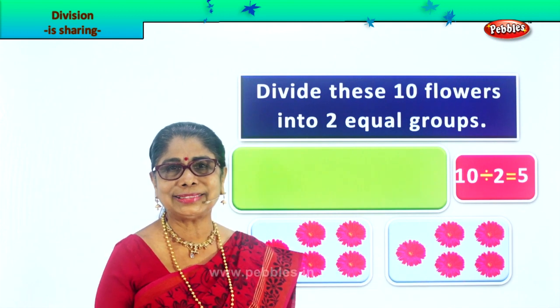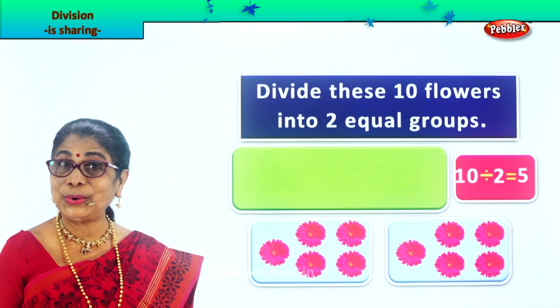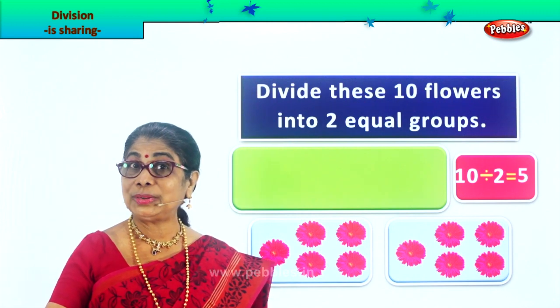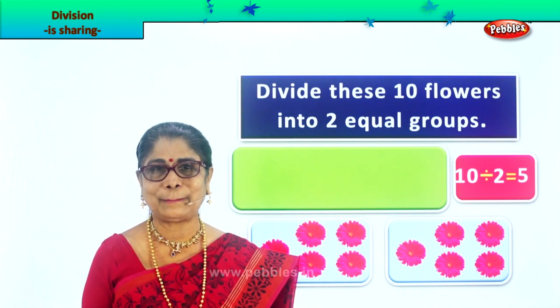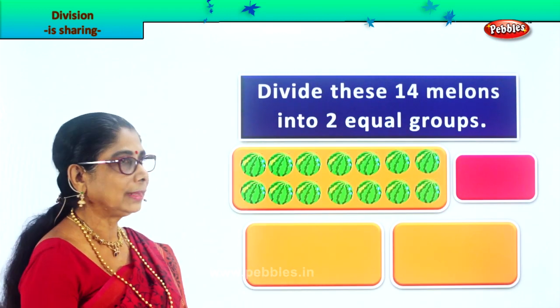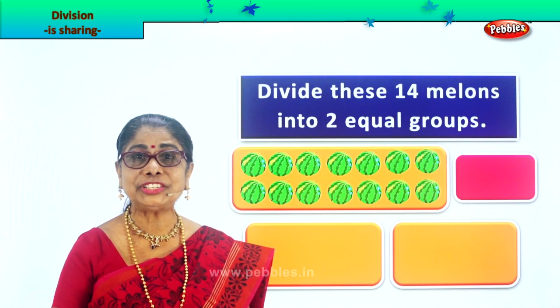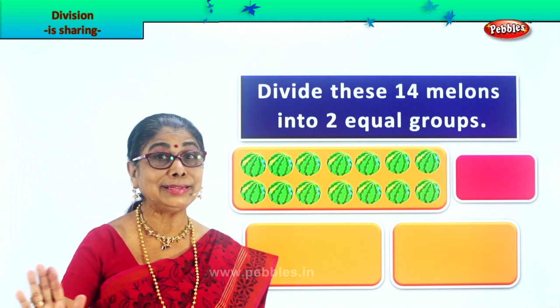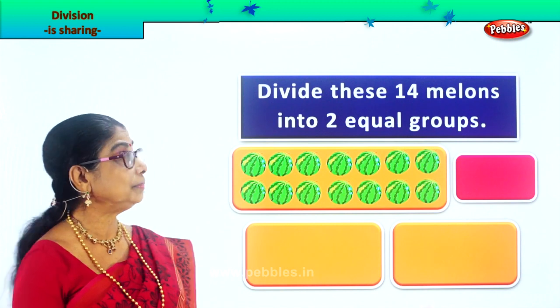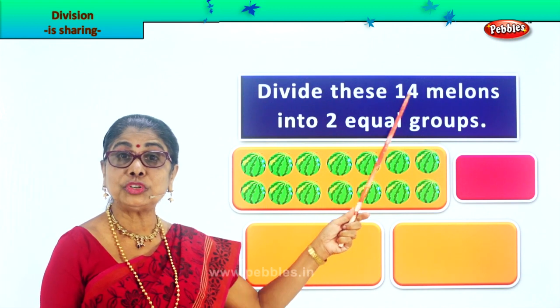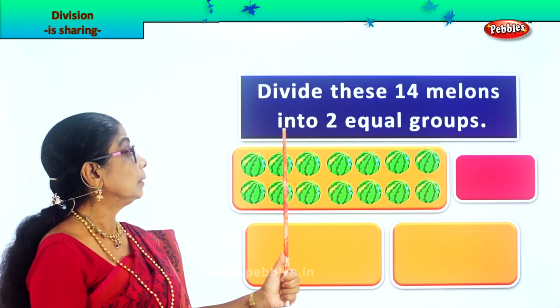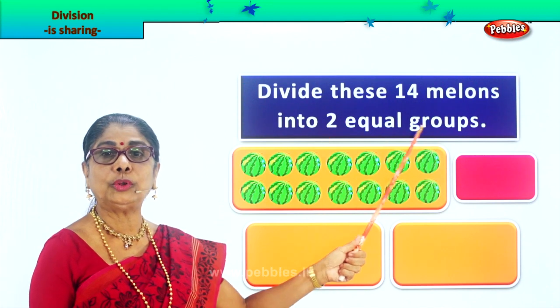Did you enjoy the exercise? Good. Division is equal sharing. Let's take another sum. Look. Isn't it colorful? What is division? Division is equal sharing. Let's look at the sum. Read together. Divide these 14 melons into 2 equal groups.